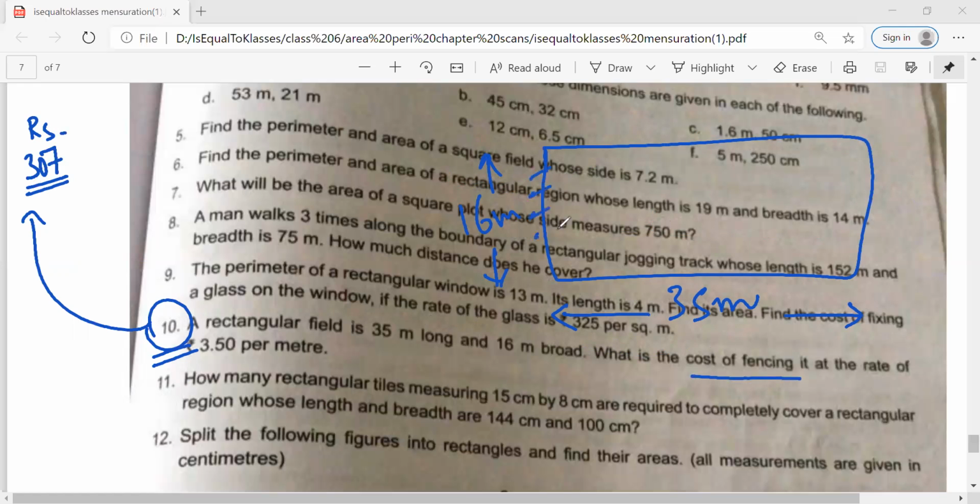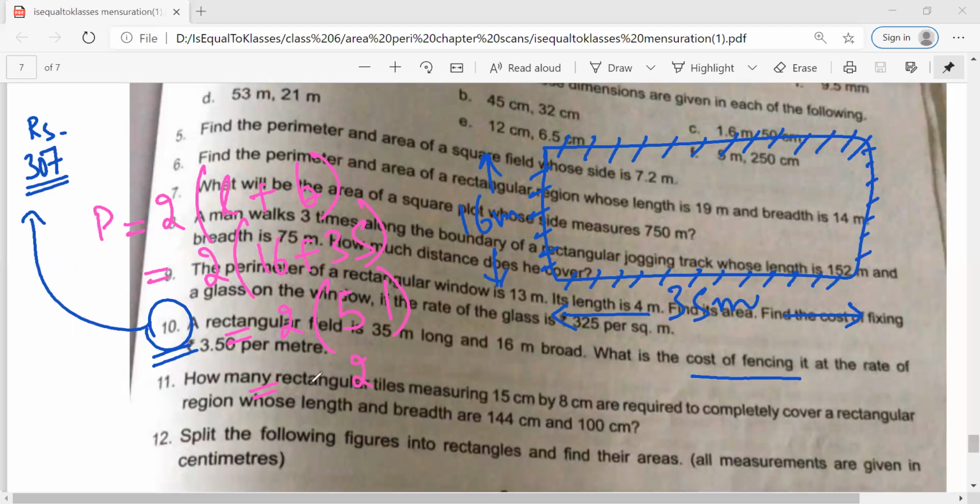So the fencing would be on the perimeter. So basically, they are asking me the perimeter of this rectangle. So the perimeter would be equal to twice of L plus B, twice of 16 plus 35, twice of 51, so it will be 102 meters. 102 meters. Mr. Sarthak, is it okay?